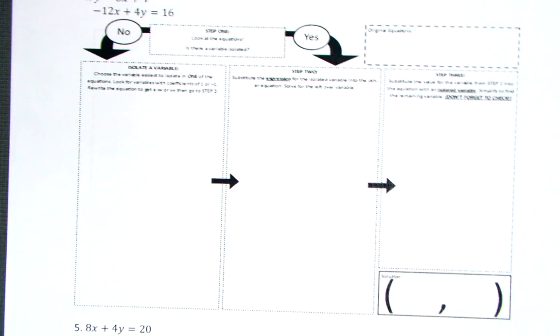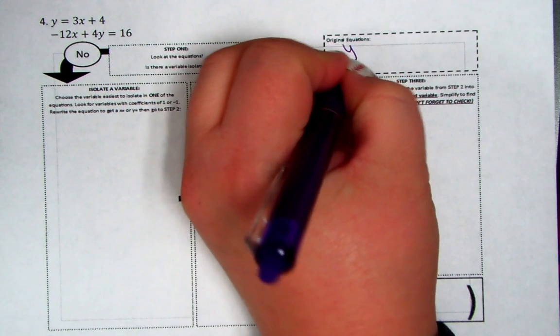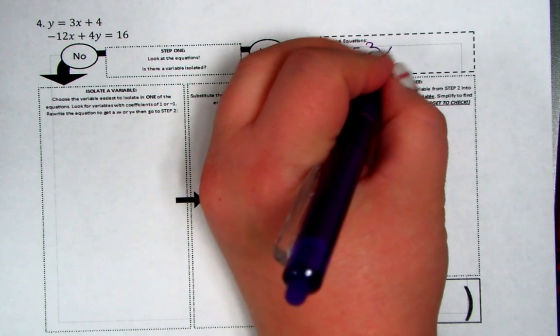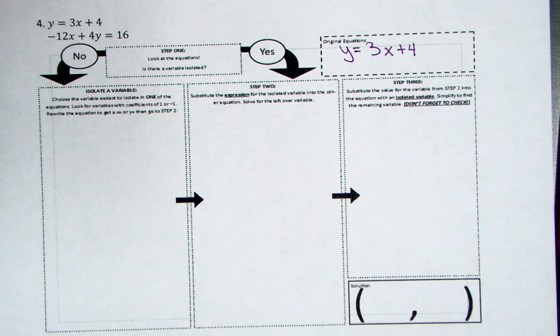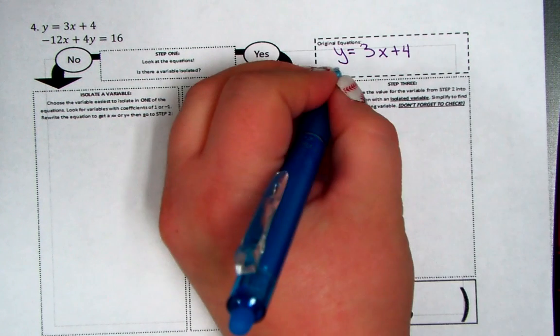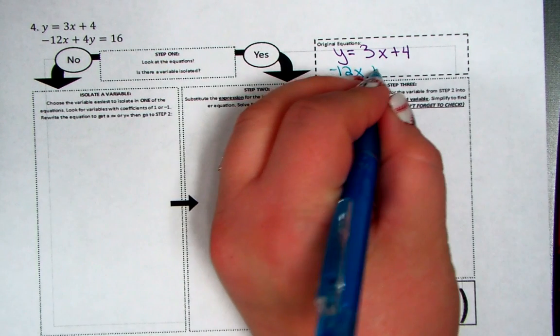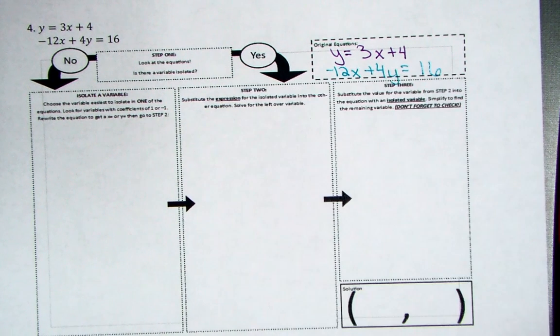Let's take a look at another example. Write your two equations down. Y equals 3x plus 4. And our other equation, negative 12x plus 4y equals 16.